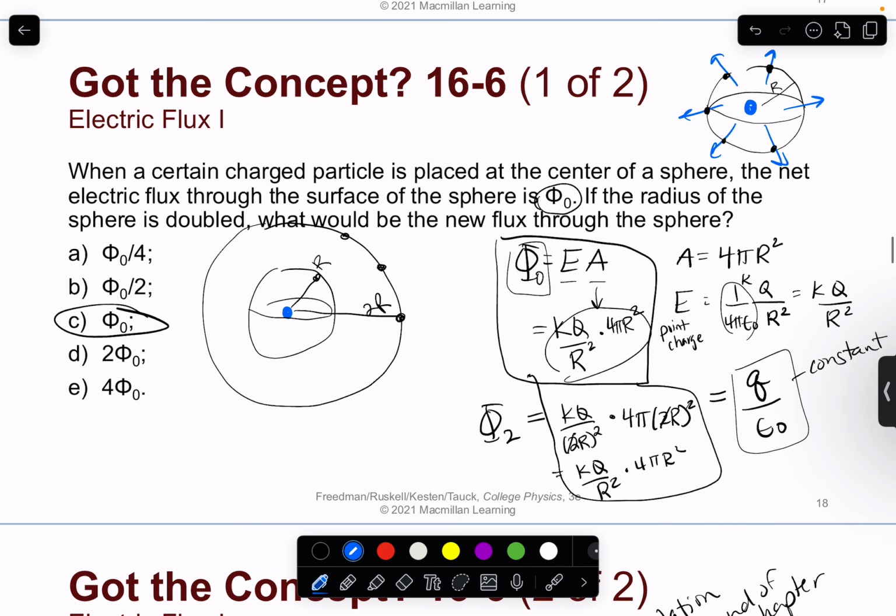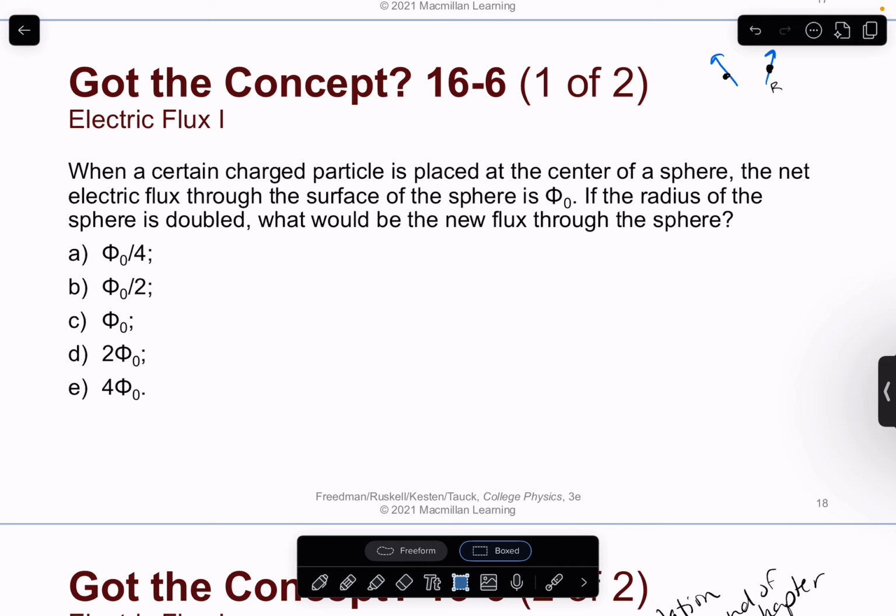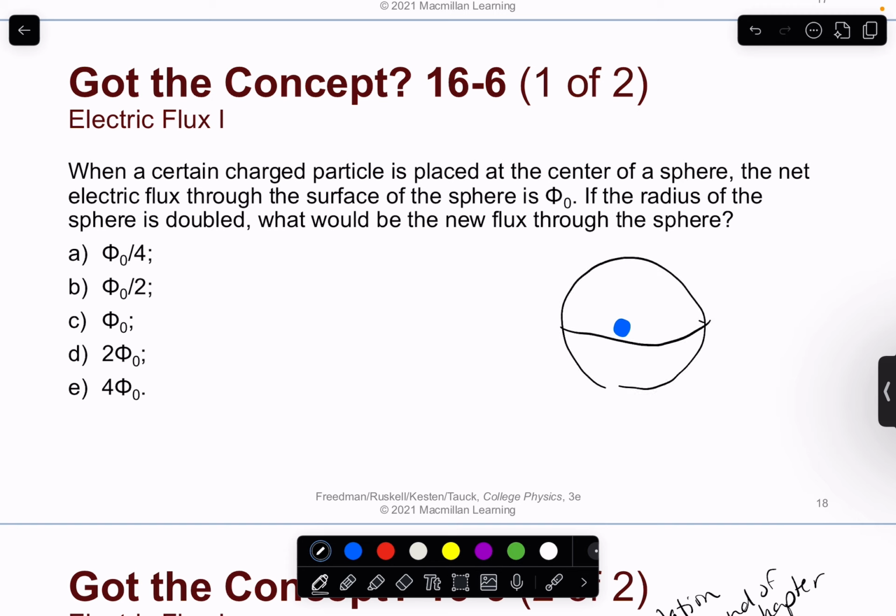So, let me erase this stuff. This next got-the-concept question is going to illustrate what I just told you. It's going to make a lot of sense. Okay, so let's say we have a certain charged particle placed in the center of a sphere, and we've calculated the net electric flux, and it's phi naught.